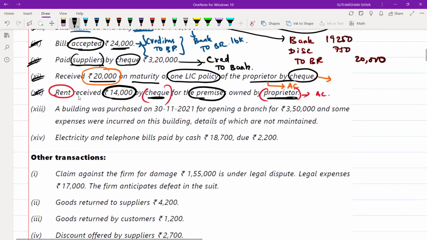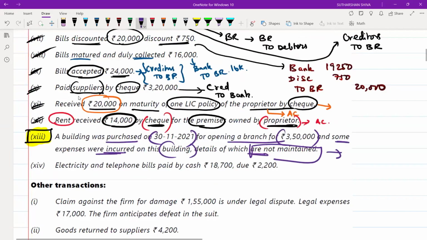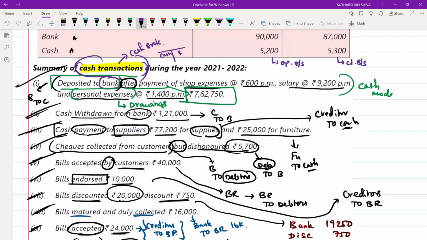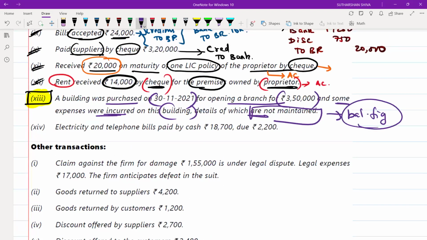Now come to the 13th adjustment, a crucial adjustment for this question. A building was purchased on 30/11/2021 for opening a branch for rupees 3,50,000, and some expenses were incurred on this building, details of which are not maintained. If it is not maintained, my heading is cash transaction. I need to find it out by a balancing figure. So I keep this adjustment at last. As it is a balancing figure, I will do it at last.